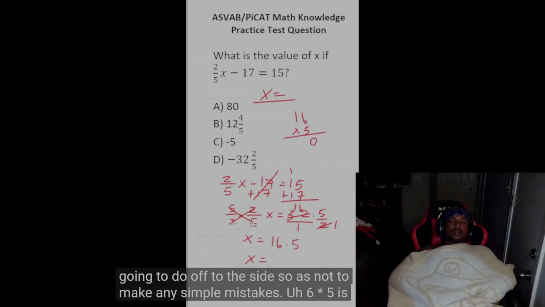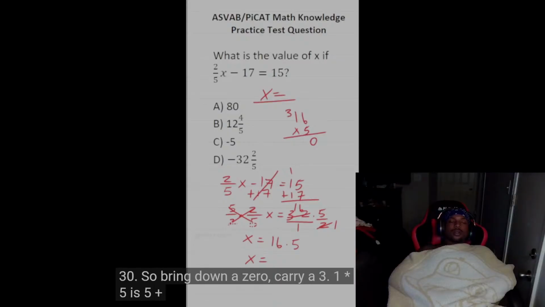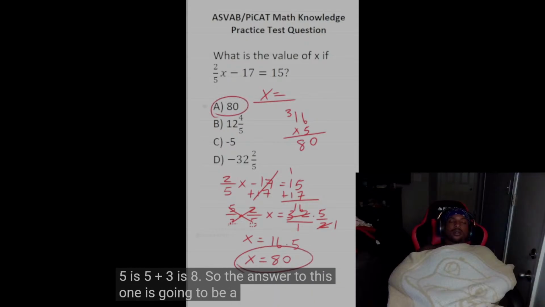6 times 5 is 30, so bring down a 0, carry a 3. 1 times 5 is 5 plus 3 is 8. So the answer to this one is going to be A, 80.